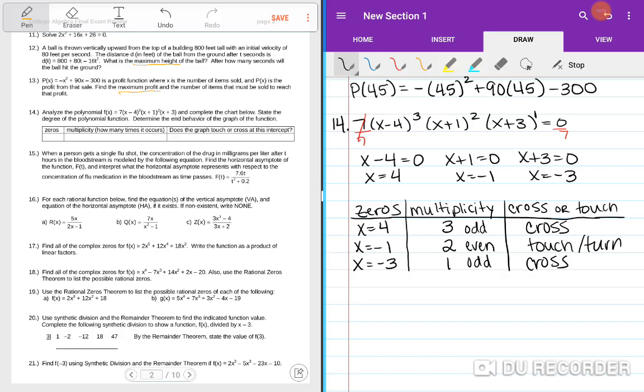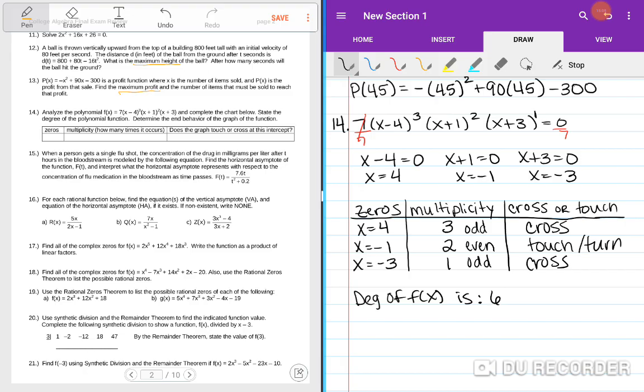State the degree of the polynomial function. So the degree of f of x is, now the degree here is what we get when we add up all these exponents. So anything that contained a variable and its power. So here, this is x to the third, x squared, and x. If I add all these up, 3 plus 2 is 5, plus 1 is 6. The degree of this polynomial is degree 6.